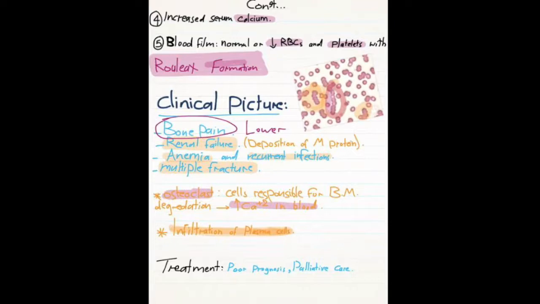Finally, when we talk about the treatment of this disease, there is no significant treatment until now. This disease is described as a poor prognosis disease with a median survival of less than 5 years. What we can do is only give treatment for the symptoms, such as anemia and bone pain, by giving analgesic drugs. So normally we are going to give palliative care for patients with multiple myeloma.